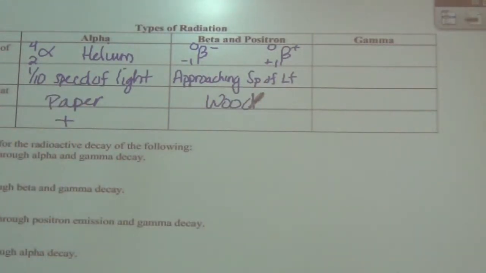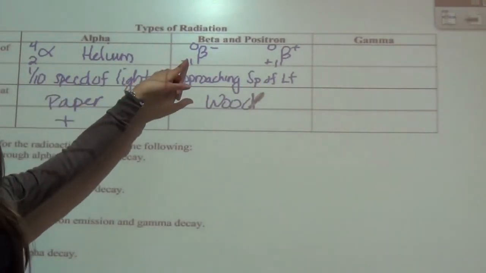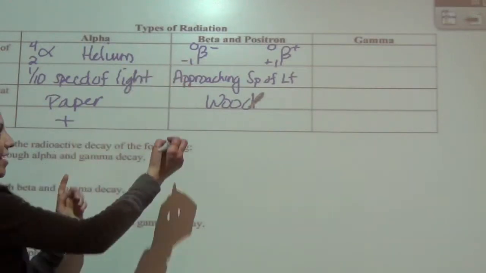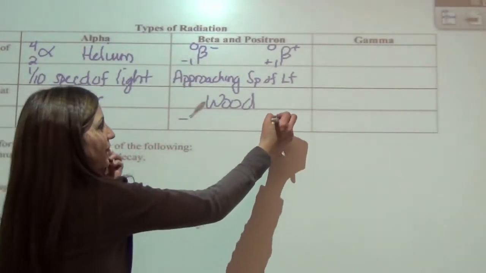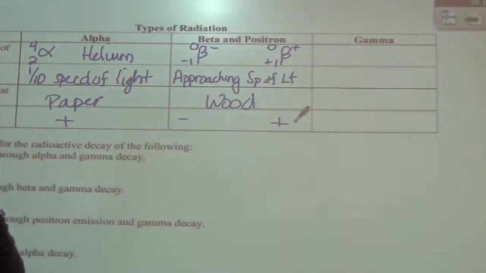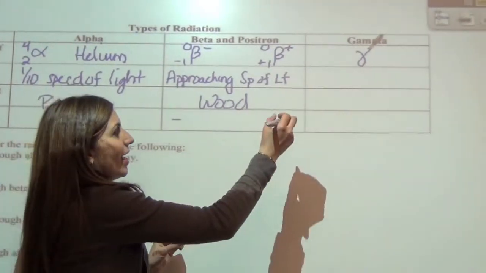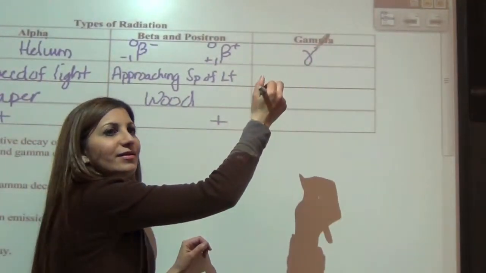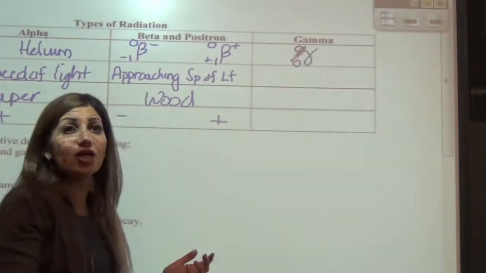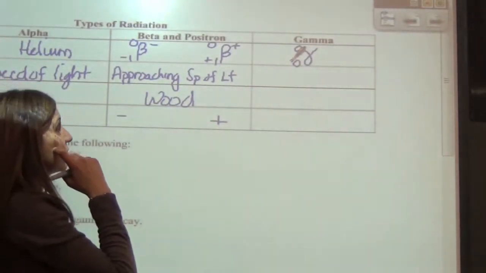And then the charge. So what would the charge of the beta minus be? Negative. And the positron would be? Positive. Perfect. Gamma. The symbol for gamma kind of looks like that Y a little bit. And the numbers are? 0, 0. So you could just write gamma, okay, because it's 0, 0.